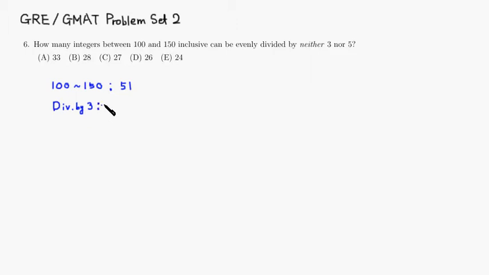You have 51 consecutive numbers, so all you have to do is a division. 51 divided by 3: 51 is divisible by 3, so there are going to be 17 integers divisible by 3. This is nice because it divides evenly.